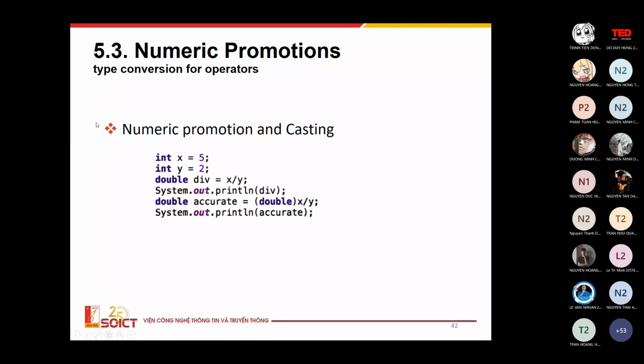Okay. So you will see this example in a true program. Trong lập trình thực thì như thế nào? Khi chúng ta lập trình như thế này, can you guess what will be print out if we apply the numeric promotion and casting here? Okay, someone can try for me.